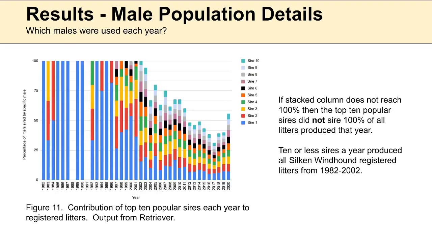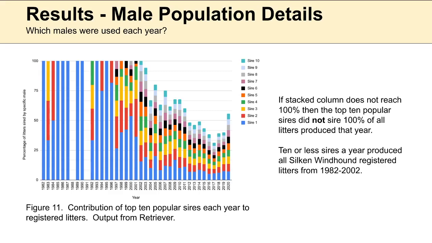And from here, we're looking at which males were used each year. So this is the contribution of the top 10 popular sires each year to registered litters, as output from Retriever. What this is showing you is that if the stacked column does not reach 100%, then the top 10 popular sires did not sire 100% of all litters produced in that year.